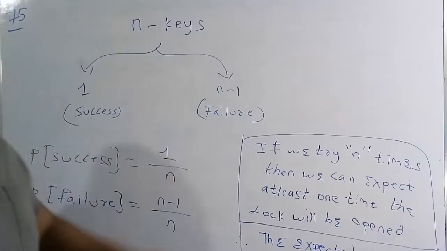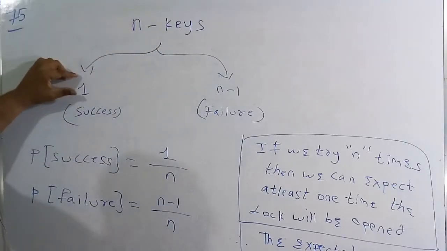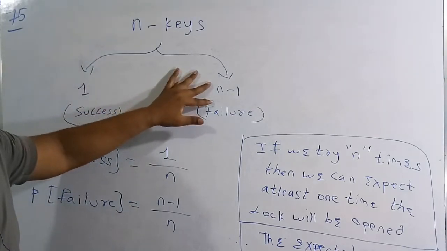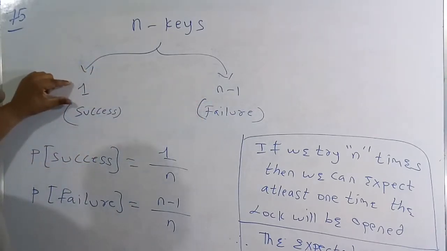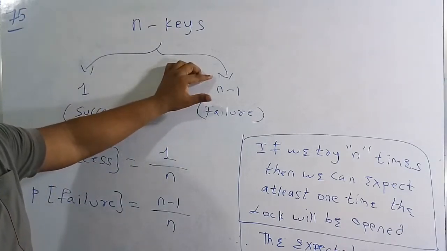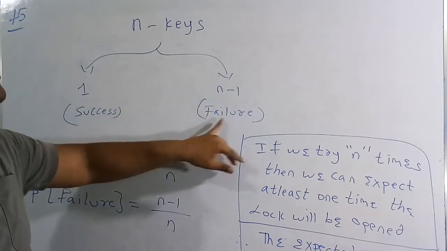So let's solve this numerical. If a person has n number of keys, out of this only one key can open that particular door. The remaining n minus 1 are the failure events. With the help of one key, he can open the door, so the event is a success. With the help of the remaining n minus 1 keys, the door will never open, so we can say it is a failure event.